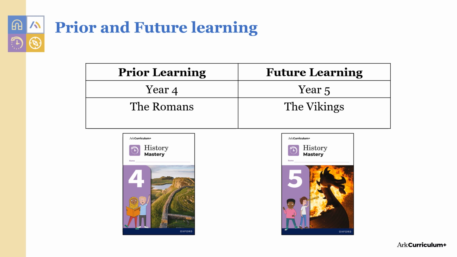Although all units will support pupils with historical understanding, the main unit we highlighted as supporting this one is the Year 4 unit, the Romans. The main unit we have highlighted as using this new learning as the foundation for future learning is Year 5, the Vikings. For more detail on the links between the units and the progression of this knowledge, please refer to the Unit Planning Guide and History Progression document.